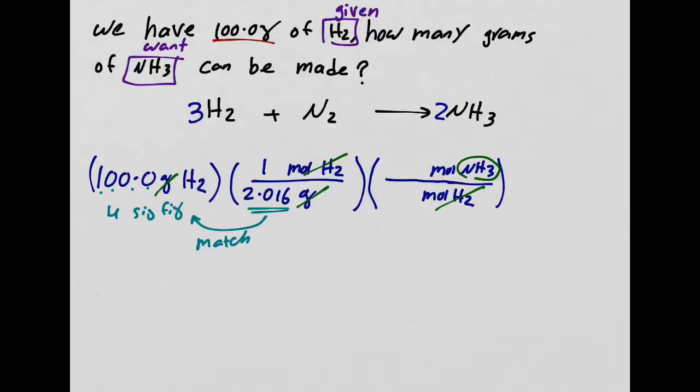Now remember we said coefficients are the mole ratio. I'm going to come over here: 2 ammonia for 3 H2. So coefficients are the mole ratio. Now I have ammonia, which is what I want.